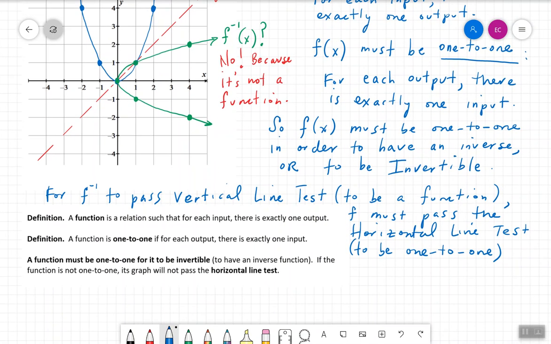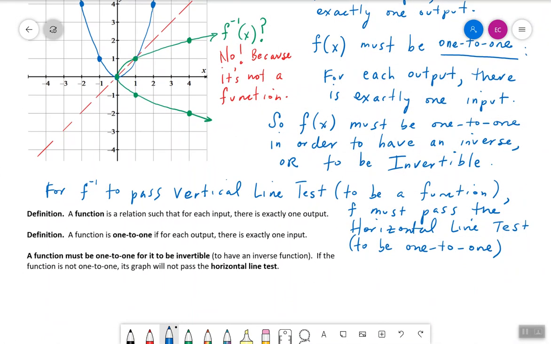And so we have this typed up as well. A function is a relation so that for each input there's exactly one output, and a function is one-to-one if for each output there's exactly one input. So a function must be one-to-one for it to be invertible. If the function is not one-to-one, then its graph does not pass the horizontal line test.